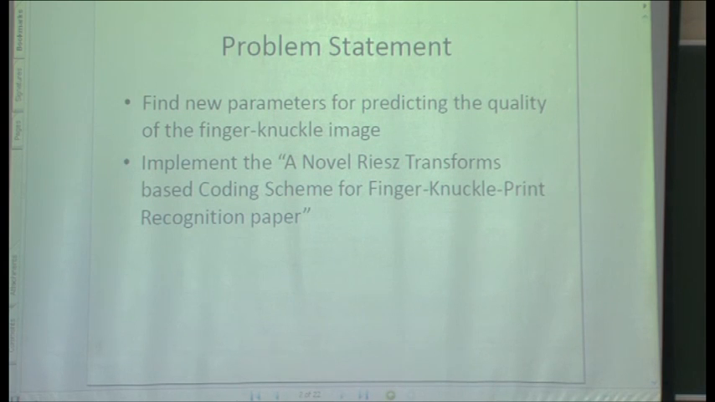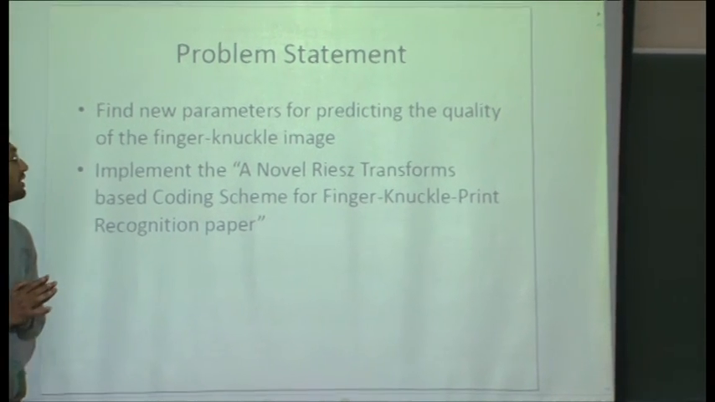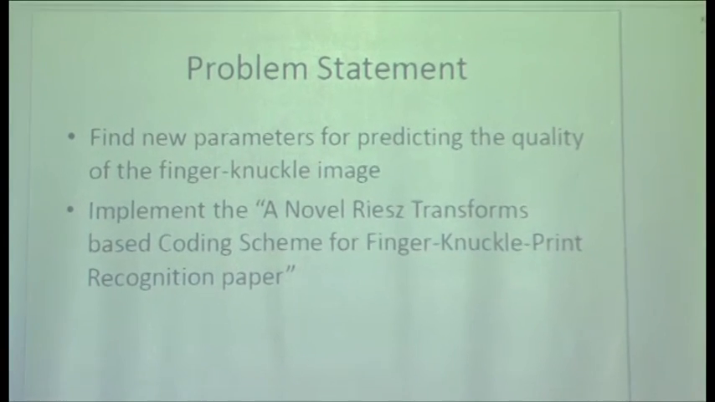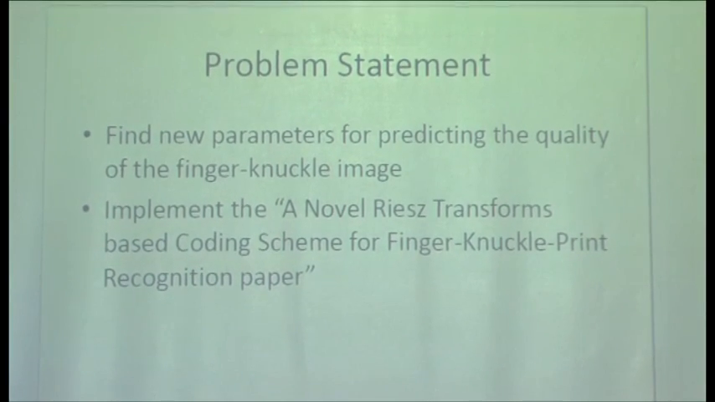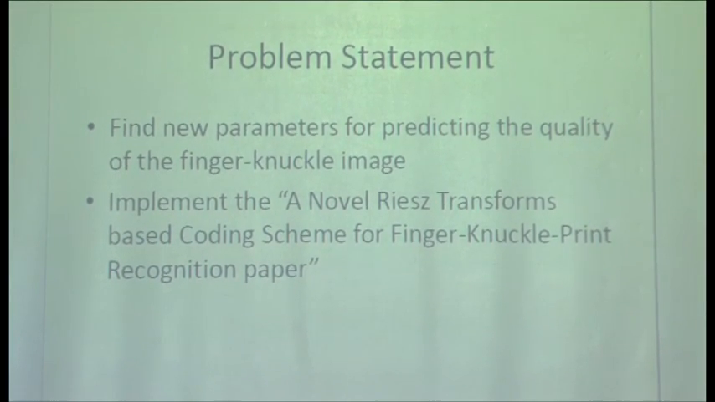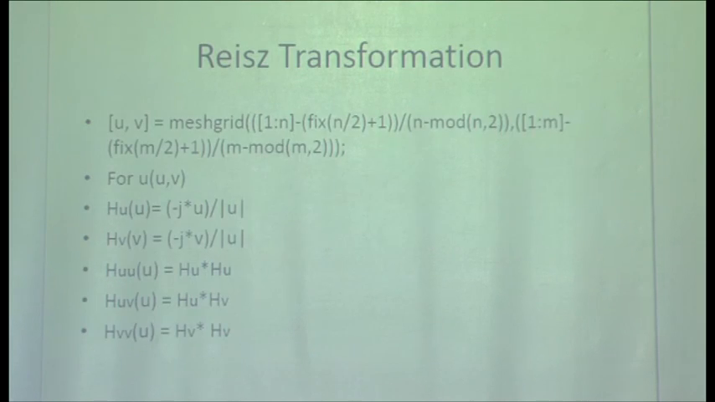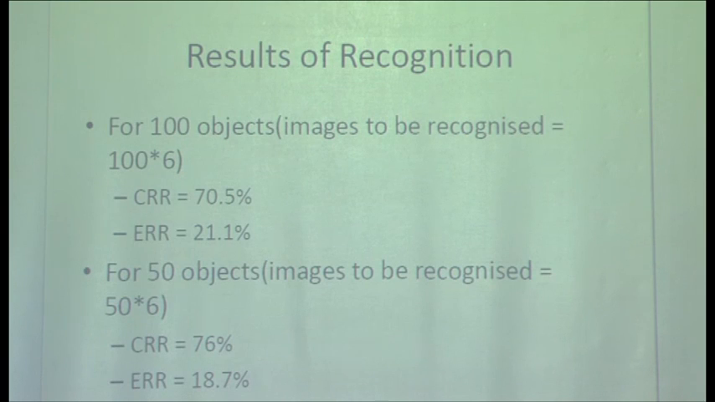Good morning, everyone. Our topic was to predict the quality of the finger knuckle and to implement this paper, the novel Riesz transform based coding scheme. We tested on 100 subjects and the accuracy comes out to 70.5% and the ERR was 21.1%. For 15 subjects, the CRR was 76% and ERR was 18.7%. So this is the result for the recognition.